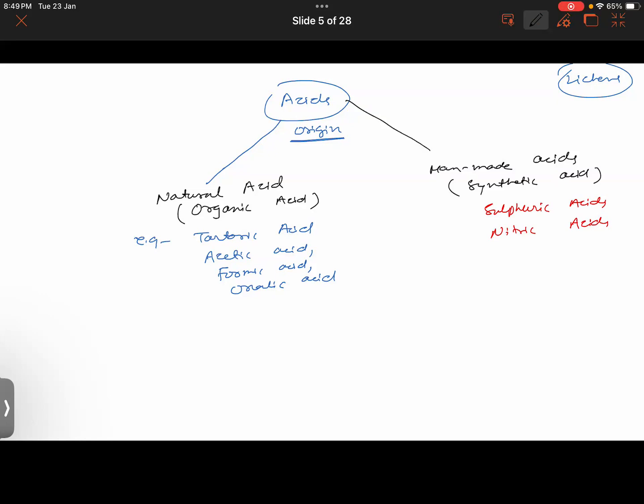Now, by the way, nitric acid is both synthetic and naturally occurring. How is it so? Because when acid rain happens, acid rain consists of both sulfuric acid and nitric acid. But we don't fully call it an organic or natural acid. Why? Because it is corrosive in nature. That is true. In fact, organic acids are also corrosive, but not that much. So corrosiveness is not the basis for distinguishing between the two. Both are acids, but the strength of corrosiveness is less in one and more in the other.